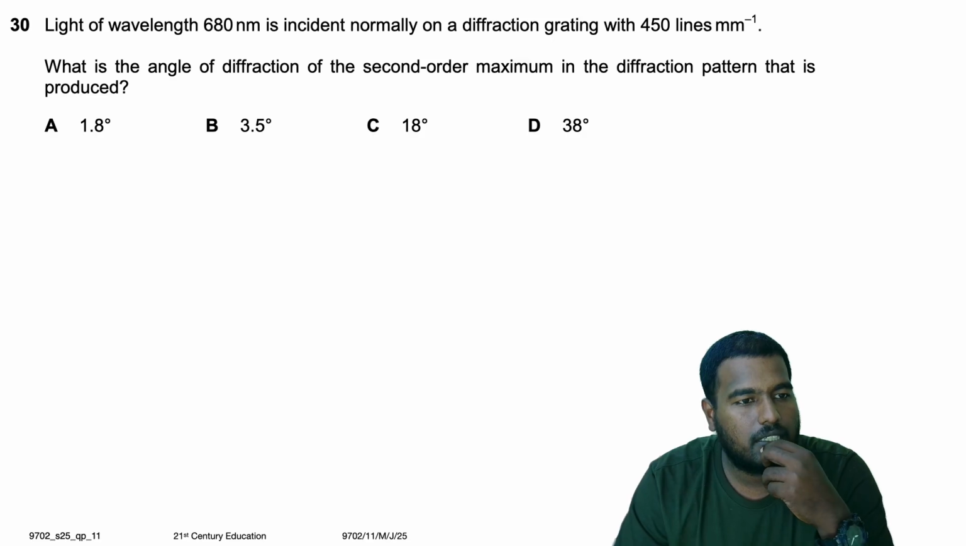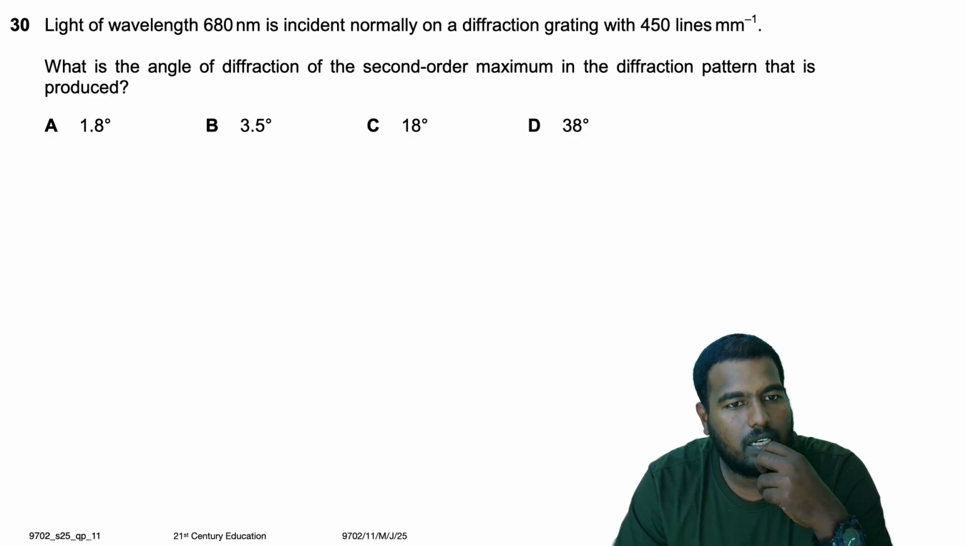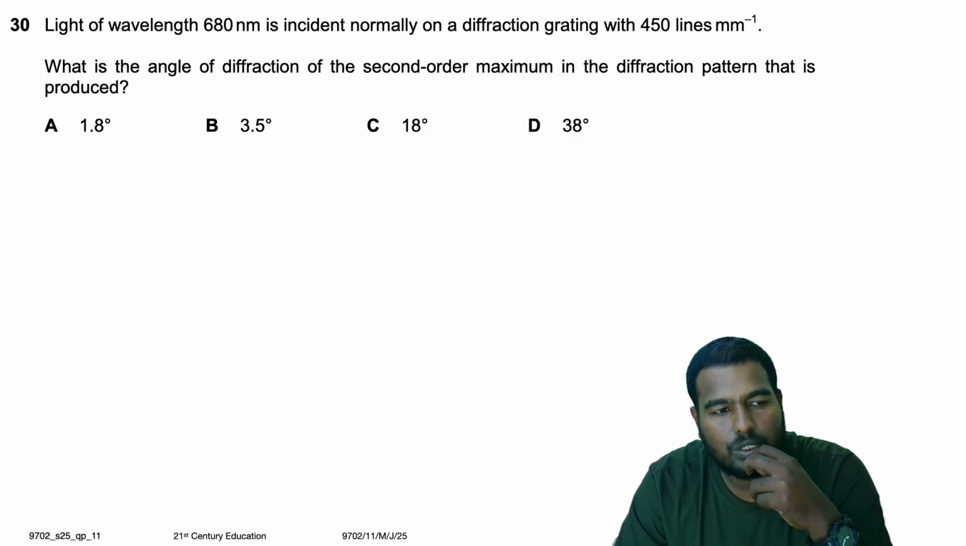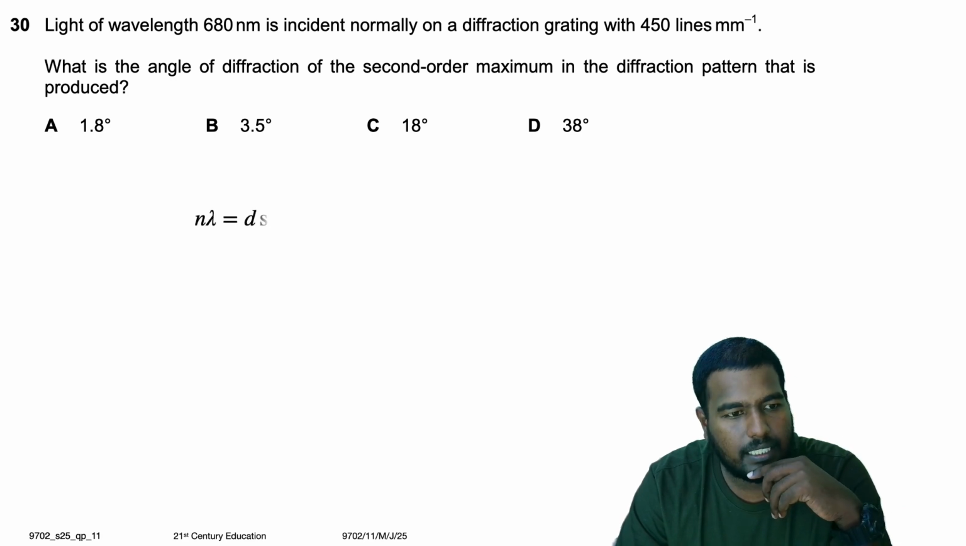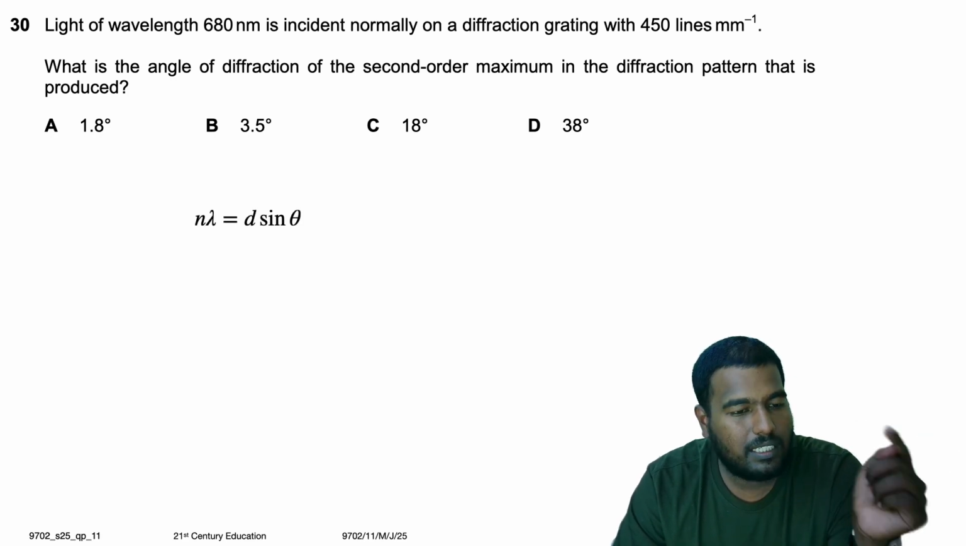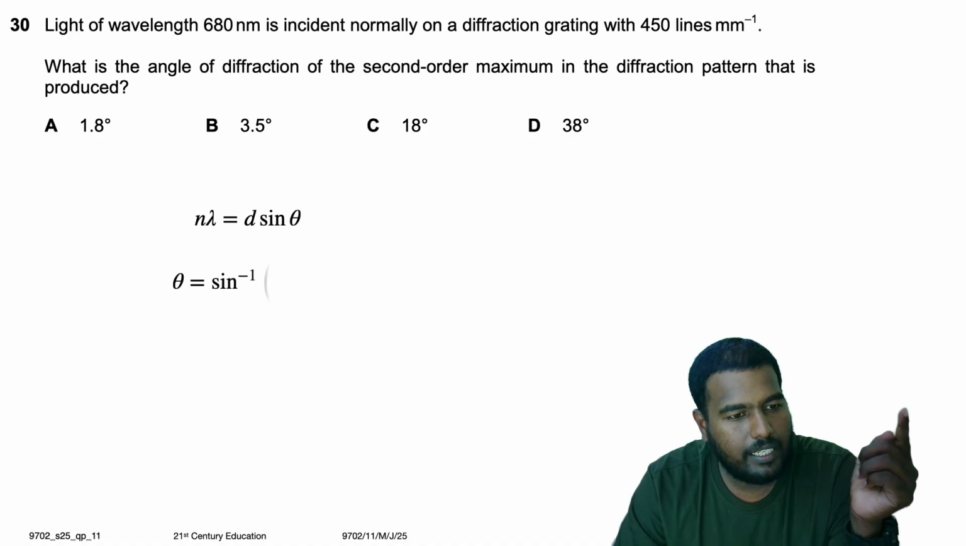Light of wavelength 680 nanometers is incident normally on a diffraction grating with 450 lines per millimeter. What is the angle of diffraction of the second order maximum in the diffraction pattern that is produced? Okay. We know the formula nλ = d sinθ. We want θ. So θ is sine inverse of nλ by d.